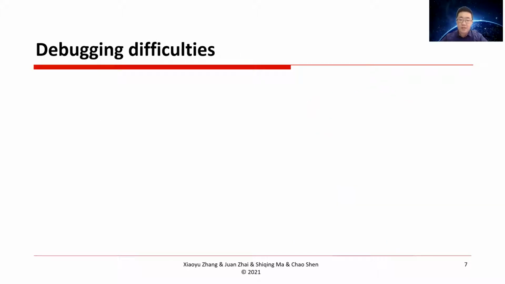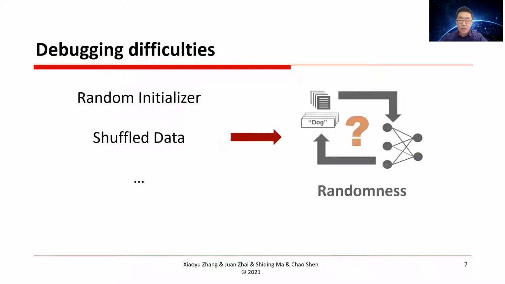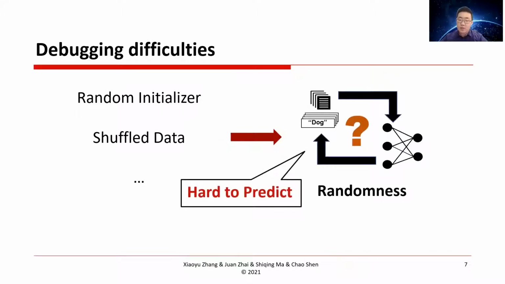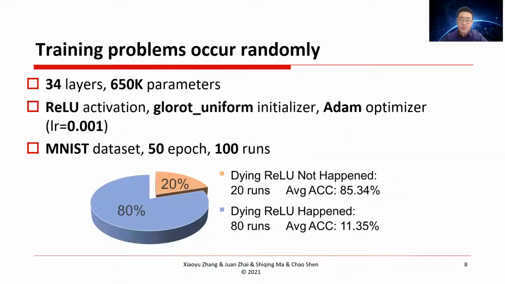In fact, debugging training problems is not easy work. Because of the random initializer and other random operations used in training, this problem occurs randomly, which makes the prediction difficult. Even worse, once the problem occurs, the training process will be affected and even turn to non-convergence. To confirm the randomness and the seriousness of training problems, we conduct repeated experiments.